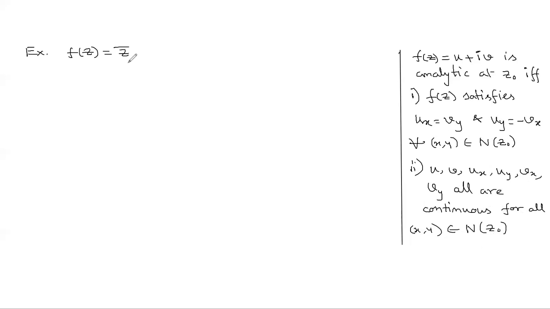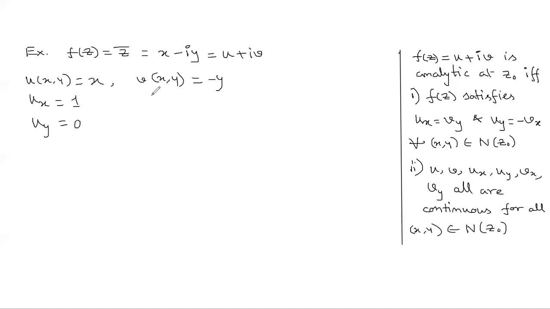So let us check what are the points at which the function f(z) is analytic. For this, we can write this as x minus iy. So here the real part is x and the imaginary part of this function is minus y. So if we partially differentiate u with respect to x, we get 1 and u_y equal to 0, v_x equal to 0 and v_y equal to minus 1.